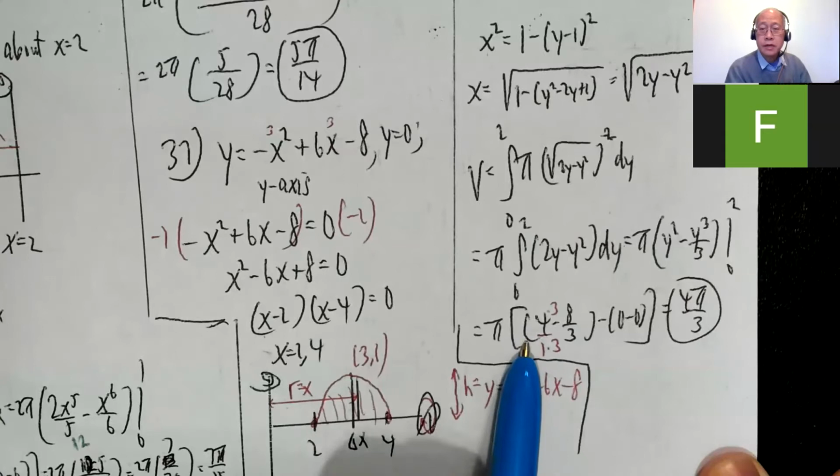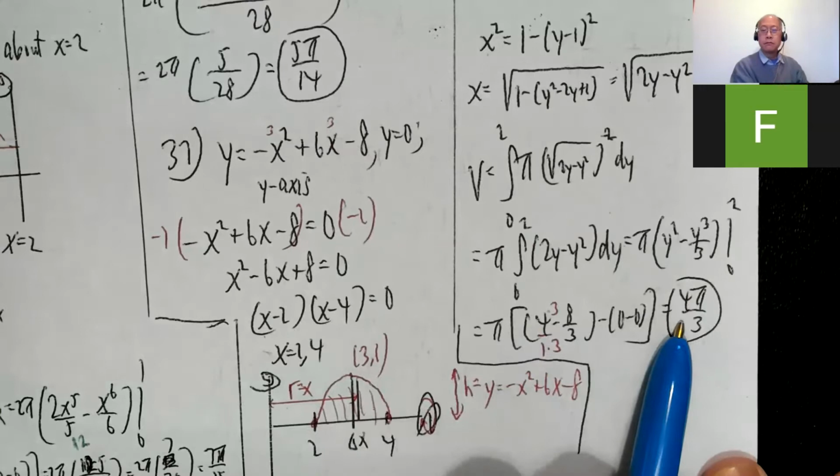And common denominator, 4 over 1 times 3 times 3. So that gives you 12 minus 8, or 4. So the final answer is 4 pi over 3. So that's the end of the problem, 4 pi over 3.